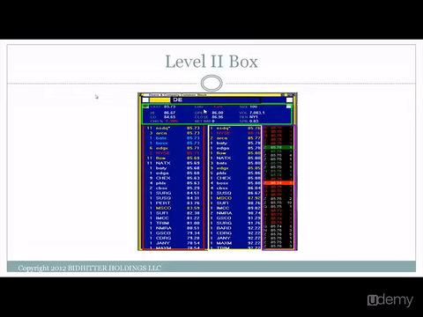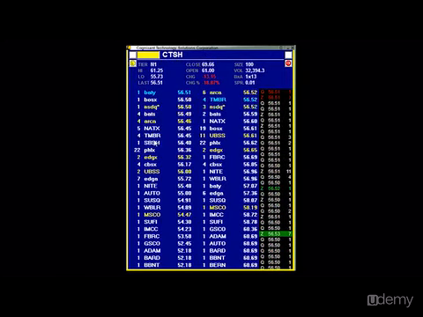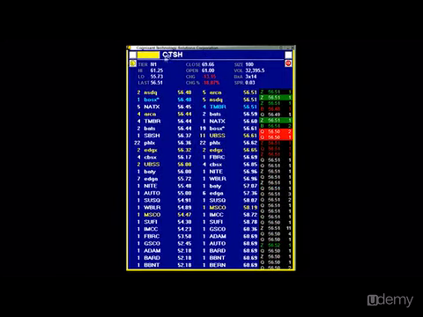Okay, I'm going to do a little tutorial on the level 2 with the video now instead of just screenshots. And what we're looking at here is a level 2. As you can see, this is a ticker. This is a level 1 box, level 2, and the prints. As you can see, CTSH is the stock in play that we're watching.